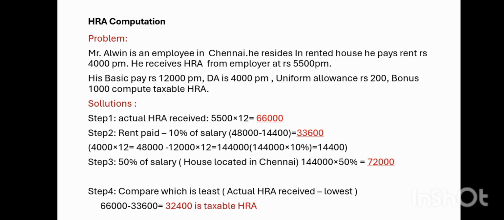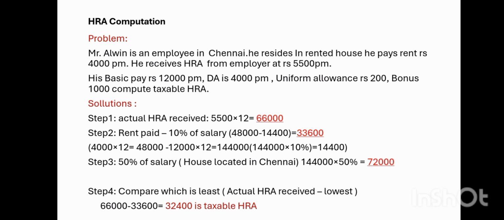The next step is rent paid minus 10% of salary. What is the actual amount he is paying as rent? That is the rent paid. In this question, Mr. Alvin is an employee in Chennai, so he has a rented house in Chennai, a metropolitan city. He resides in a rented house and pays rent of rupees 4000 per month. So the actual rent paid by him is 4000 per month, annually 48,000.